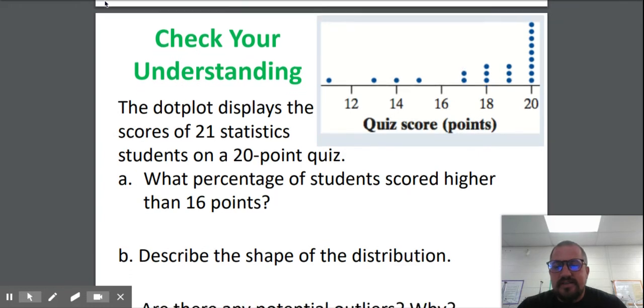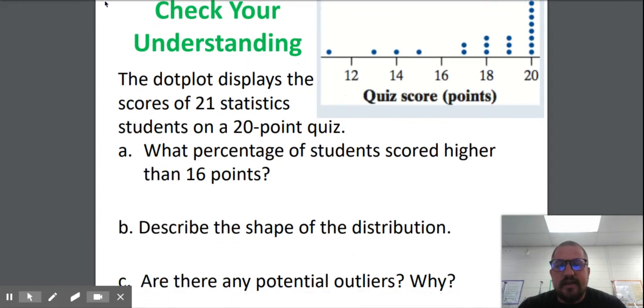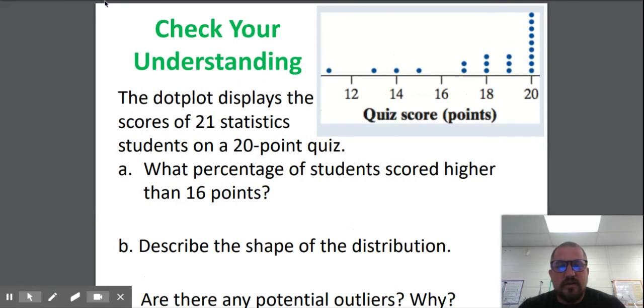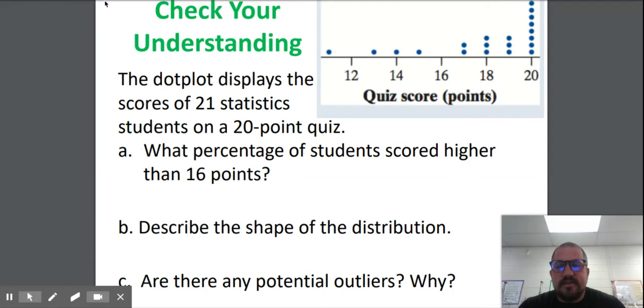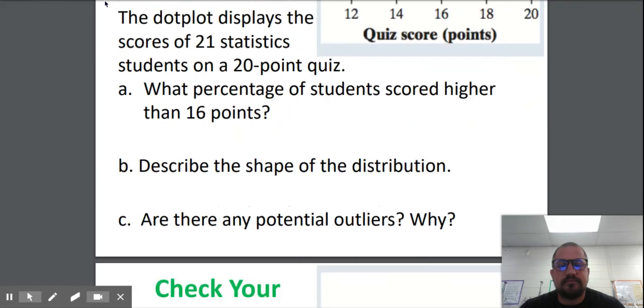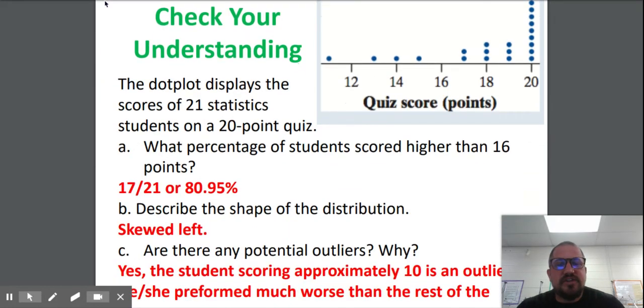So below there is a check your understanding that I would like for you to complete. If you will pause the video right now and check your understanding on this dot plot. And now that you've checked your understanding, we'll go through the answers.